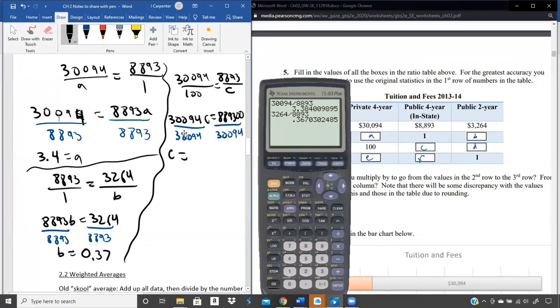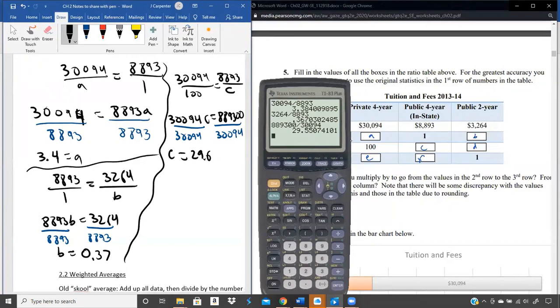Do your math. So 889,300 divided by 30,094. And we get 29.55. It's got a decimal, so round it to 1 decimal, 29.6. So this is your 29.6. So that says for every $100 you spent at Virginia Wesleyan, you're only spending $29.6 at ODU. That's one way you can think of it.